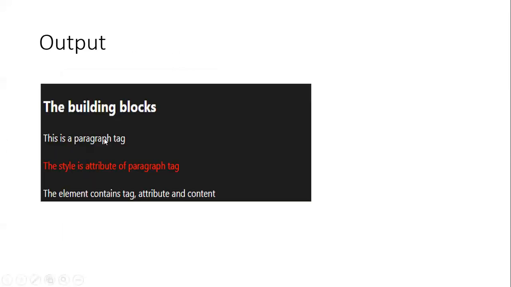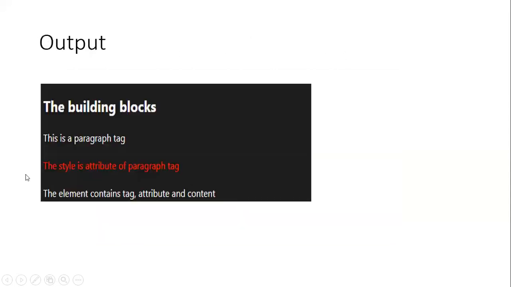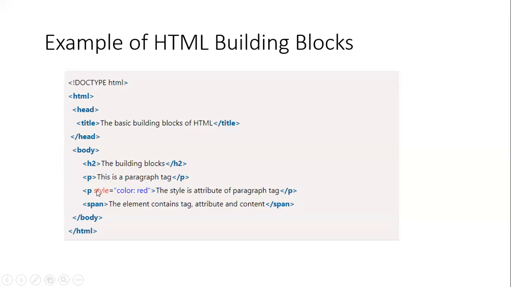This is a paragraph tag, where it takes the normal font of a paragraph. Now likewise we have another paragraph section where the style of this section has been written in red color. So that is the reason you are able to see the style attribute of the paragraph tag. Here we have added an attribute to the paragraph tag, named style, whose color we have selected as red.